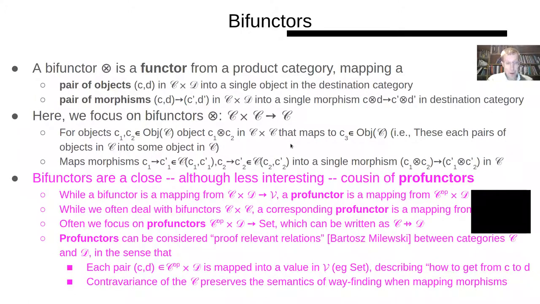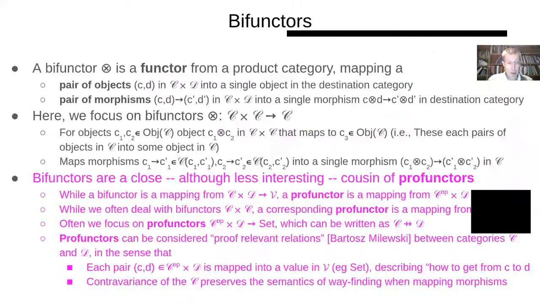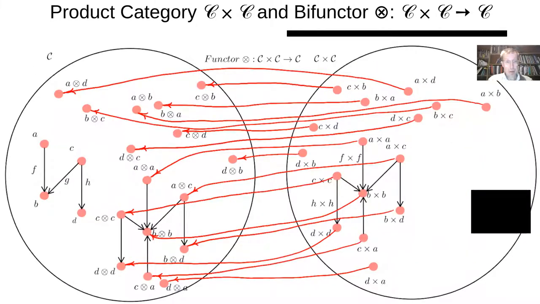And if you watch the second video that I referred you to, lecture 16 here, you would have seen us starting to get into profunctors, and we're coming there. But we won't be covering profunctors today, except to note right here that bifunctors are this kind of less interesting cousin of profunctors. Profunctors are really the interesting thing. So here we go. We have this bifunctor. So this bifunctor is going to map things from here into things in C that are the tensor product of these.